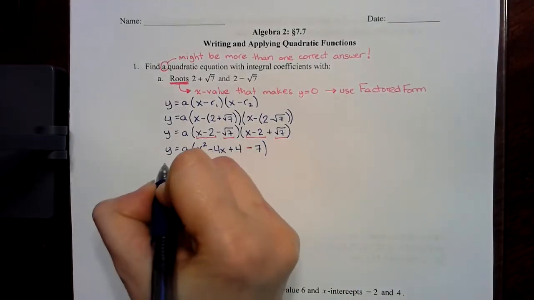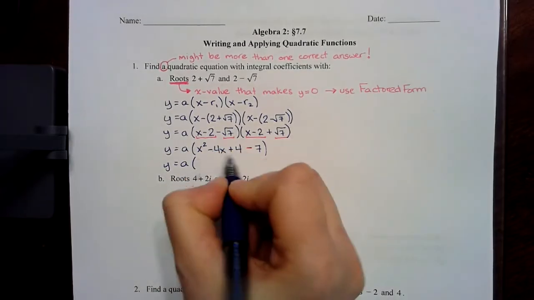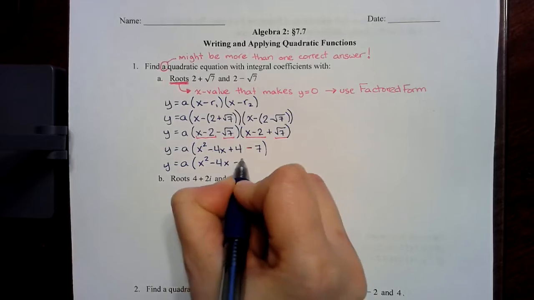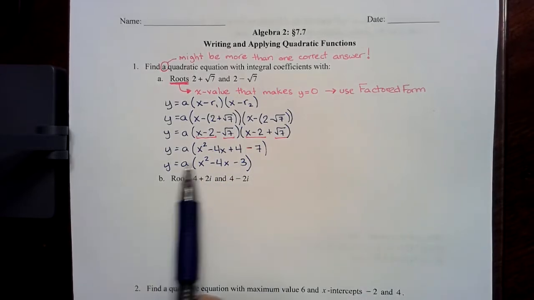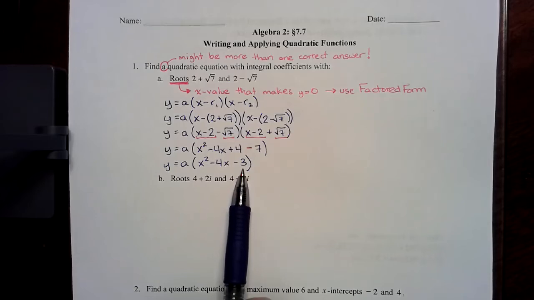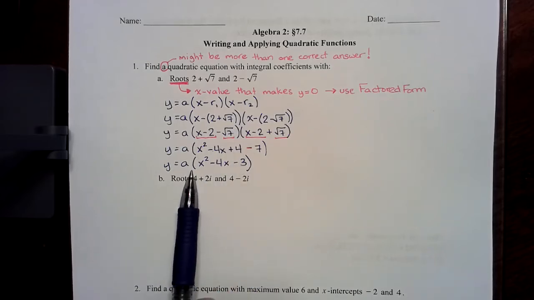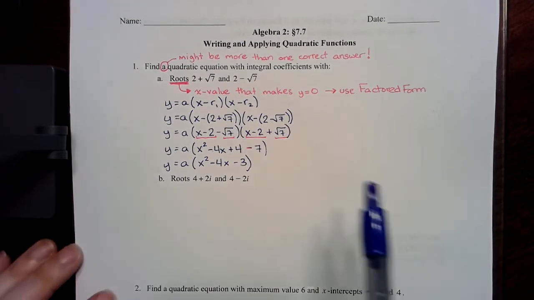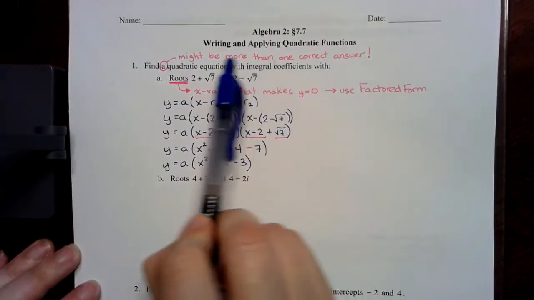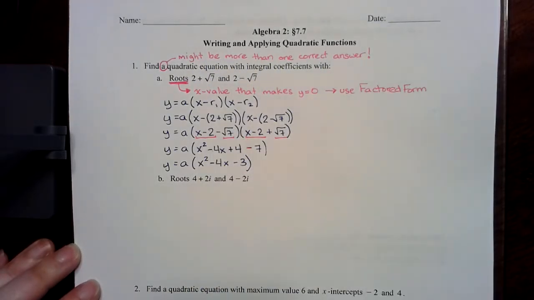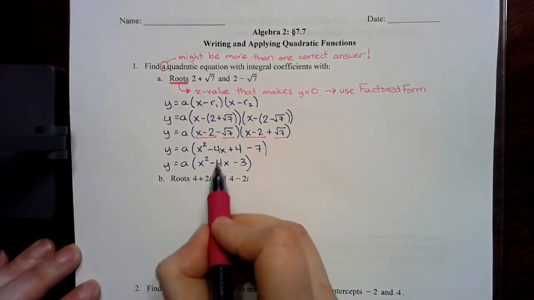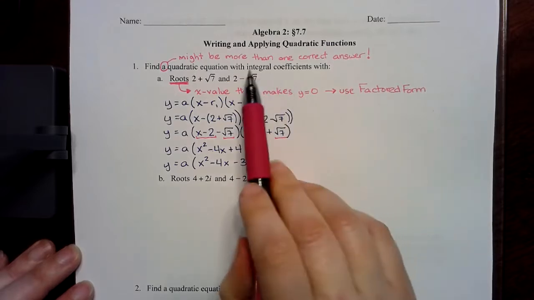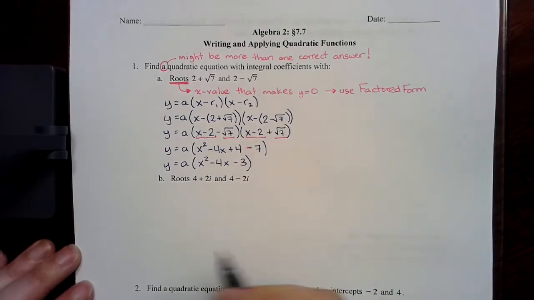So what I've found, if I just combine like terms, is that I get some number times x squared minus 4x minus 3. I don't want to leave a in my formula. I want to pick an a value that's actually going to work. So remember, there's more than one correct answer here. In this case, because all the numbers in front of the variables are already integers, and we wanted integers, I can just let a be 1.